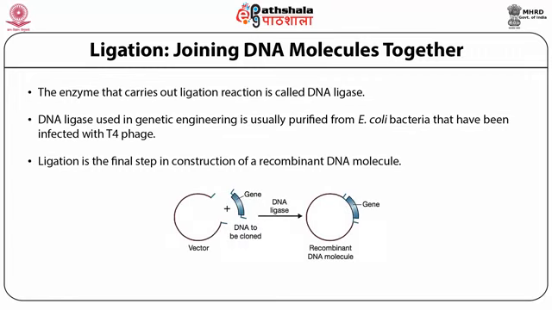Here, the picture at the bottom shows a vector and a gene fragment. Both are mixed together in the presence of DNA ligase and an appropriate buffer containing ATP. They are incubated at a low temperature, 4 to 14 degrees, depending on the type of enzyme you are using and its efficiency. When the ligase reaction is performed, the DNA insert is joined with the vector molecule, forming a recombinant DNA molecule.